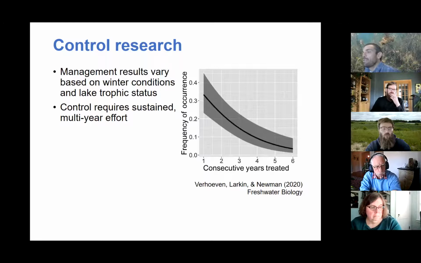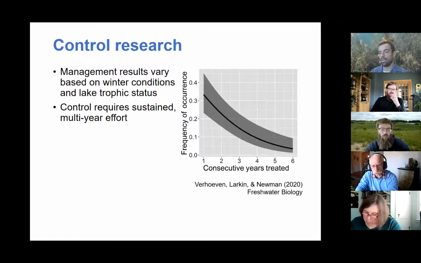And what he found is a lot of the variation in outcomes depended on things that were beyond managers' control. So for example, overwinter conditions, sort of how severe or mild a winter was, has a lot of effect on curly leaf growth. Lake trophic status, the productivity of a lake, has a lot of effect. But then there is variation that managers can control, and differences based on management actions.